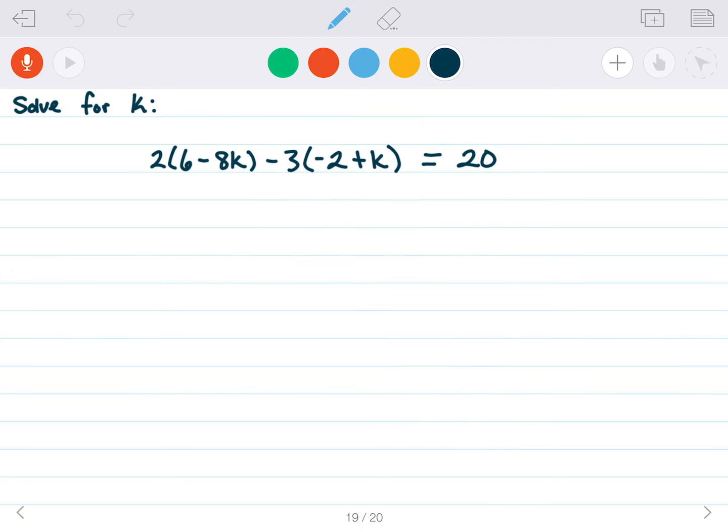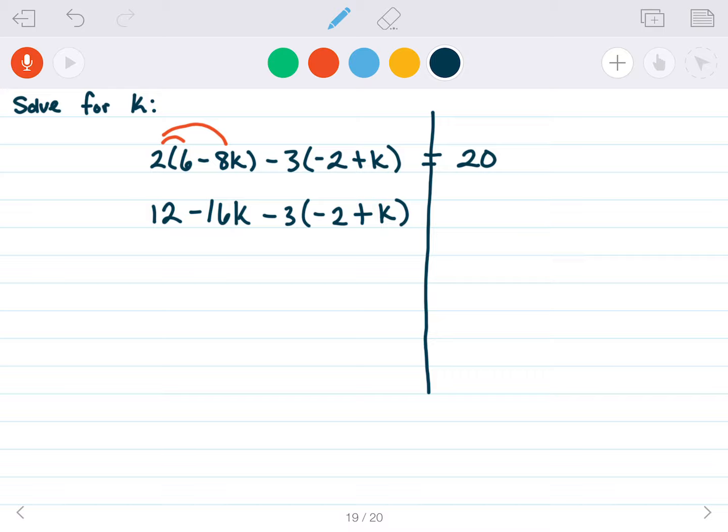Okay, let's do another one, drawing my line. So the left side I can clean up. I see two places where I can use the distributive property. The first place is right here, so I'm going to do that first. And then I'll carry everything else down. So 2 times 6 is 12, and 2 times negative 8k is negative 16k. And then I'll just carry this other one down.